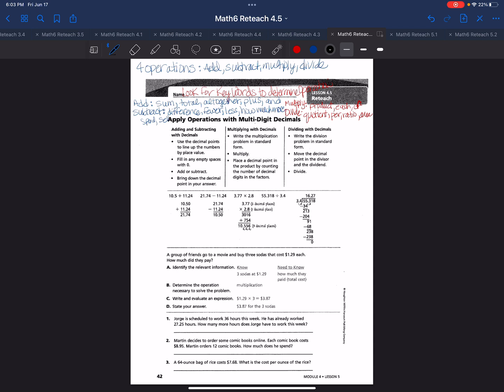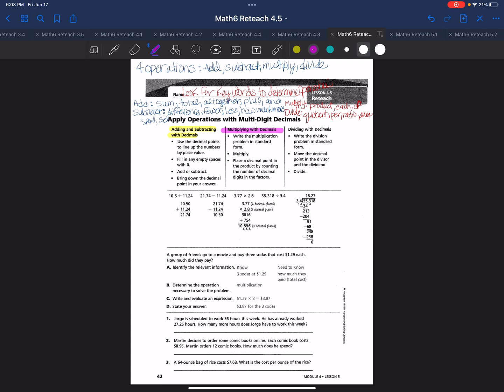So again, we're going to review when we add and subtract decimals here. This is adding and subtracting decimals. We want to remember we use decimal points to line up the numbers by place value. We fill in empty spaces with 0. We add and subtract, and we bring down the decimal point in your answer.